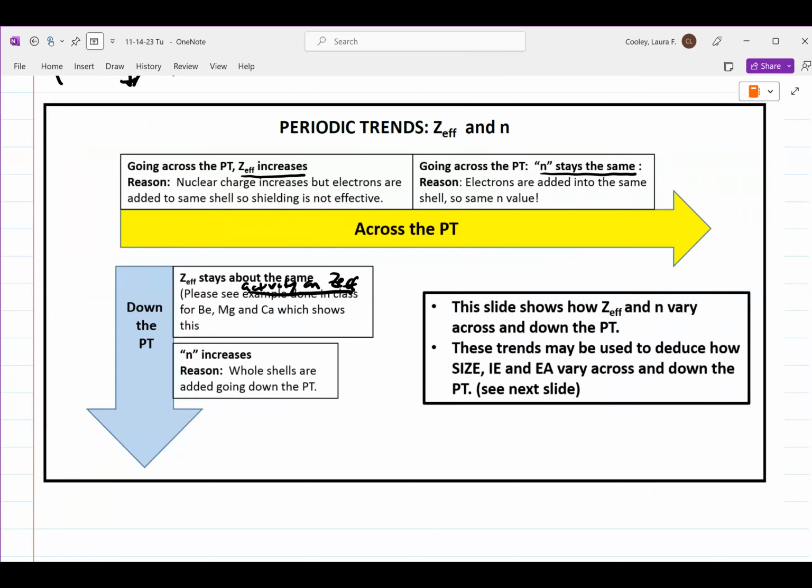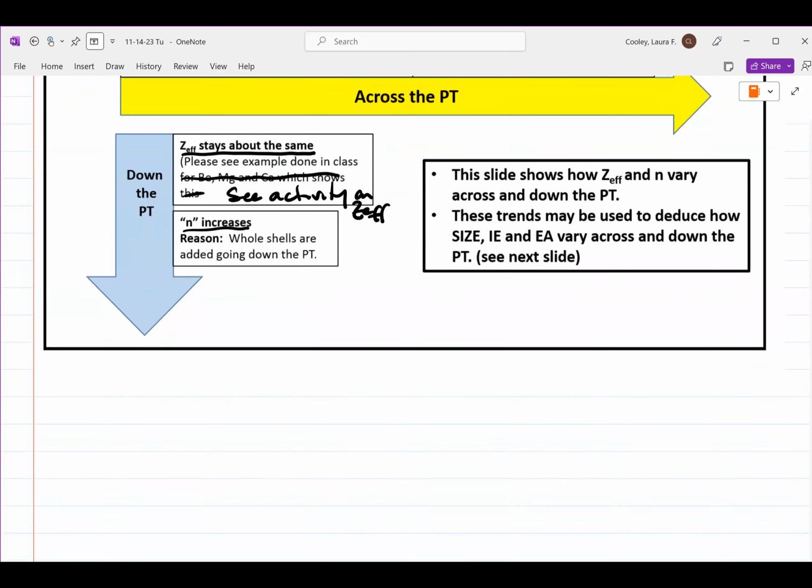I changed this, but I didn't change that we did last week. And also the value of N increases. So Z stays the same, N increases. This is a mess. Okay, so if you ever just want to refer to this, you can use it.